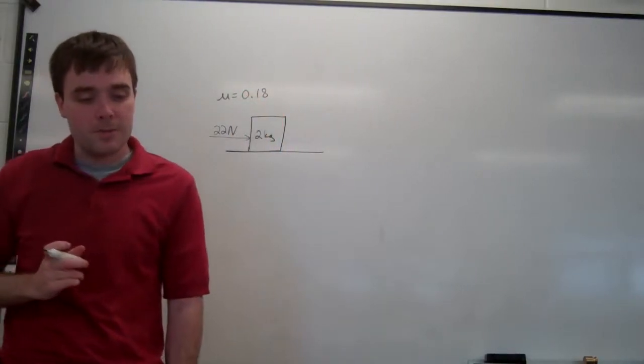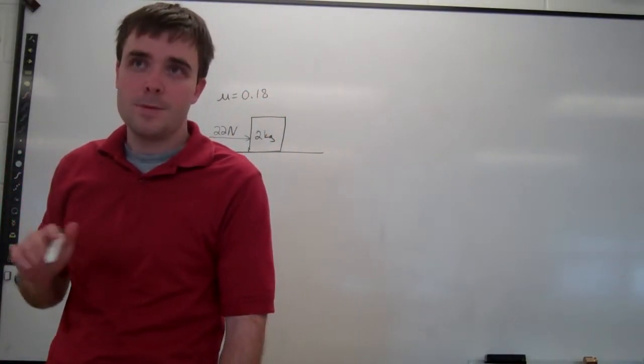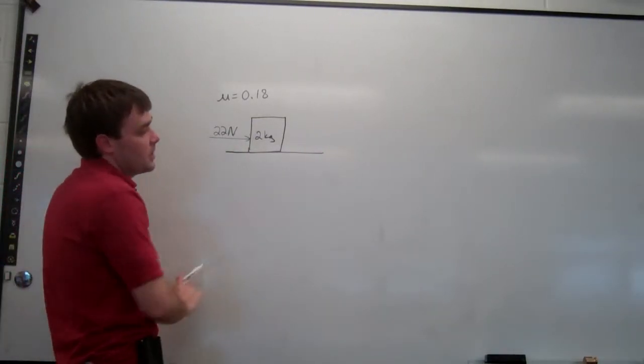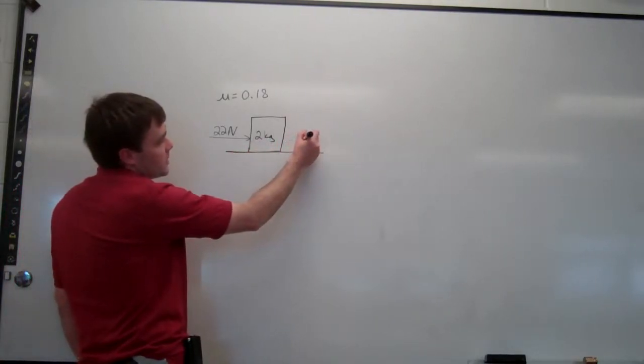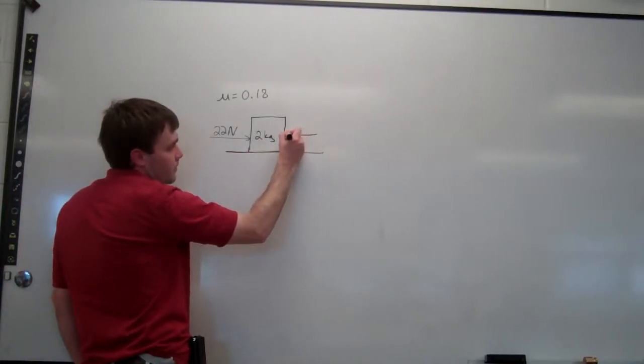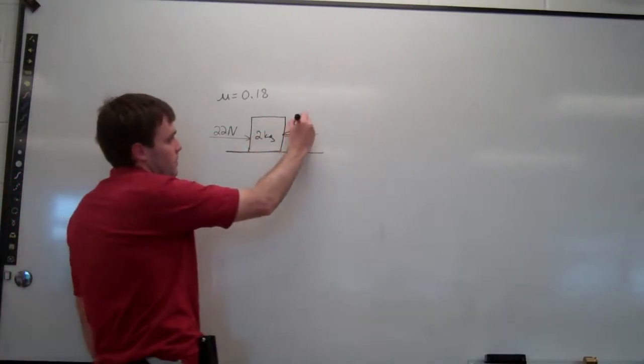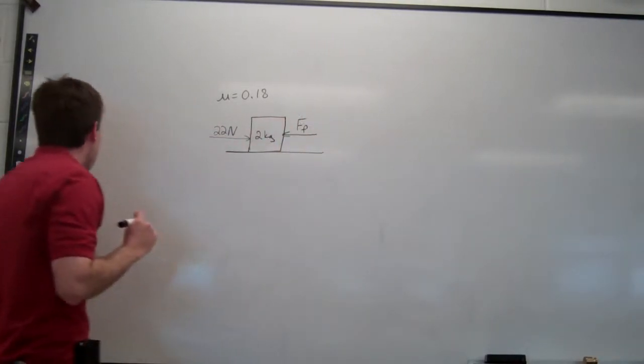Everybody remember what values mu can actually be? It has to be less than 1. Alright. So that's the situation we have. What force is going to be pushing against it here? Force of friction. So we're going to have force of friction pushing back that way.